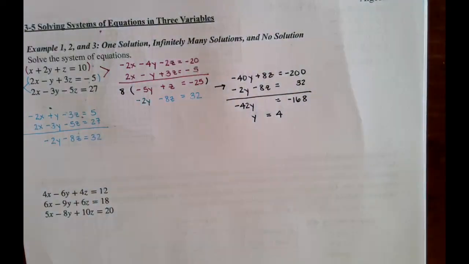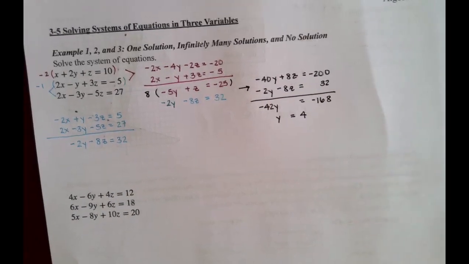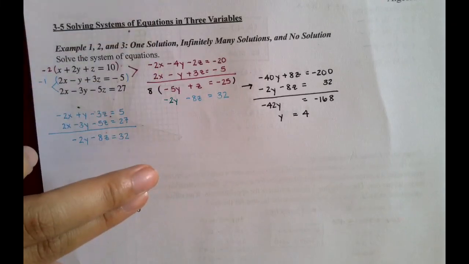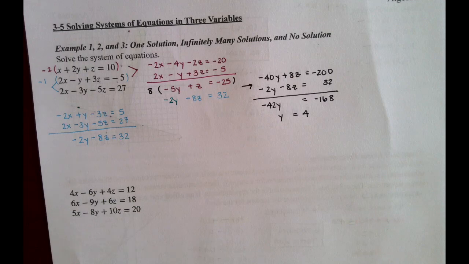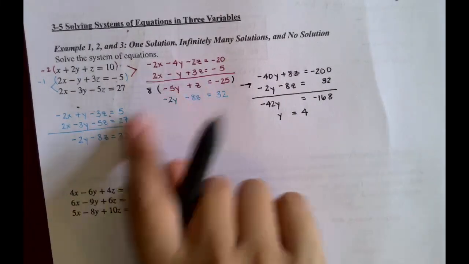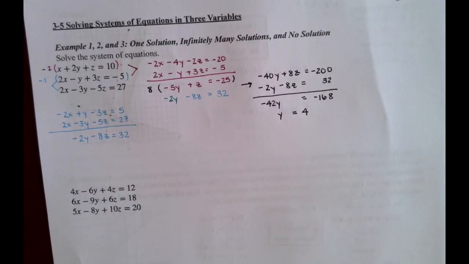So now I have one variable. Basically, the first step is you take two of the equations and choose to eliminate a variable. Then you pick two other equations and choose to eliminate that same variable. And then you use those two resulting equations to eliminate down to just one variable.